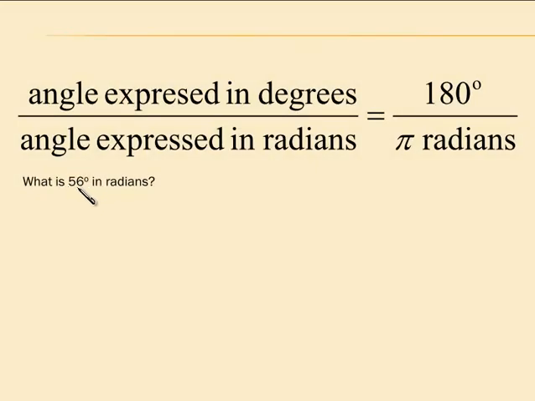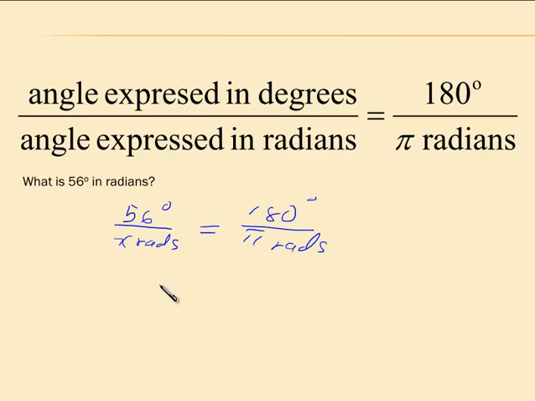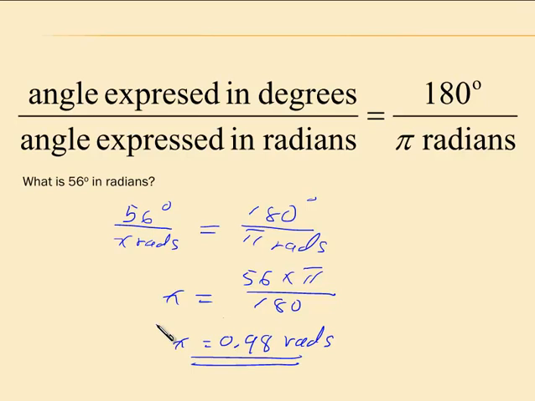So here we have to convert 56 degrees to radians. So we simply make use of this ratio here. We know that 56 degrees over x radians, and we can just write rads like that, would be 180 degrees over pi radians. And so some basic algebra here then gives us that x is going to be equal to 56 times pi over 180. And this gives us 0.98 approximately radians.